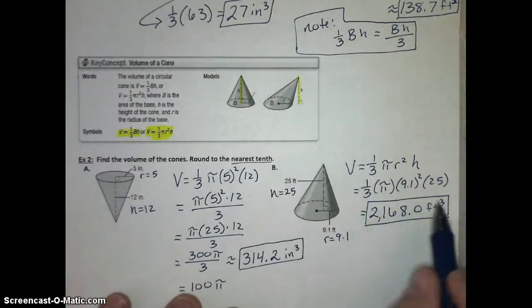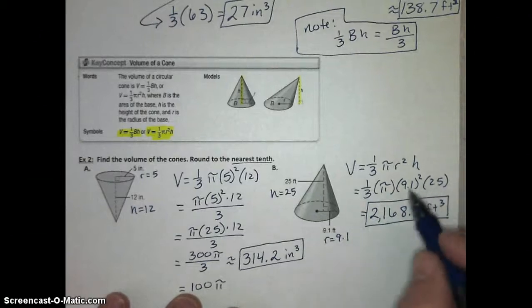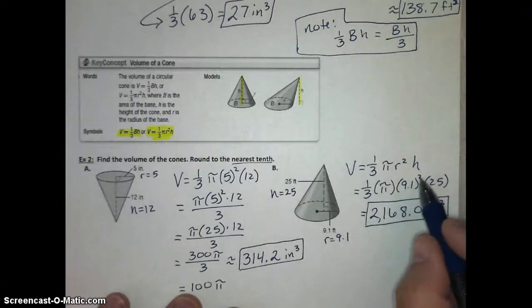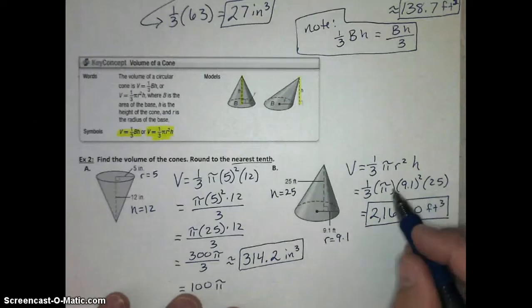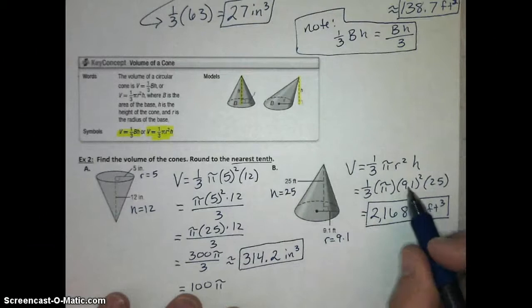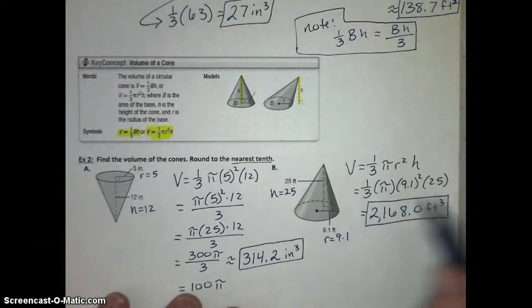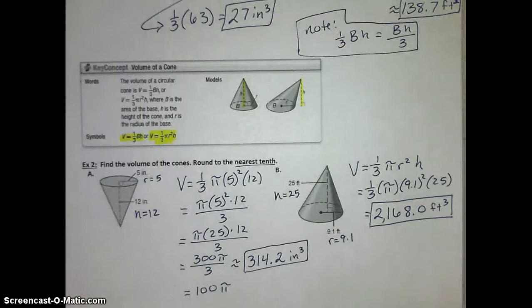If you're getting different answers on these, you could be making a calculator error. Remember to go back to your order of operations. Take the radius value and square it first. Go ahead and hit enter. Then multiply by 25. Then multiply by pi. Then divide by 3. Or multiply these two, divide by 3, then multiply by pi. But you might be making a calculator error. If you're still having trouble with that, you can ask me about it in class.